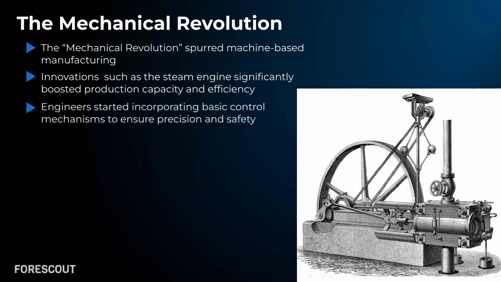As mechanical systems became more complex, engineers started incorporating basic control mechanisms to ensure precision and safety. These ranged from simple governors on steam engines to regulate speed, to more sophisticated systems designed to coordinate the movements of different machine parts. This era represented a significant step in how humans utilize machinery for labor, paving the way for subsequent electronic and digital automation systems.